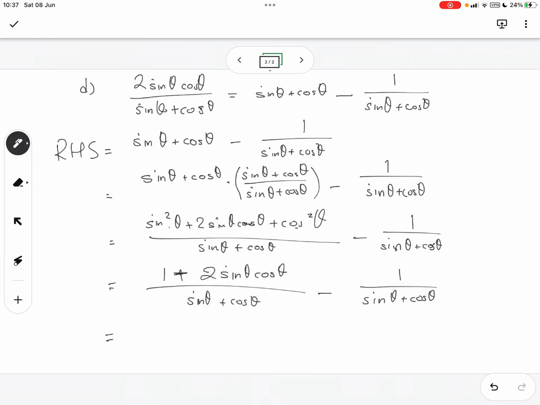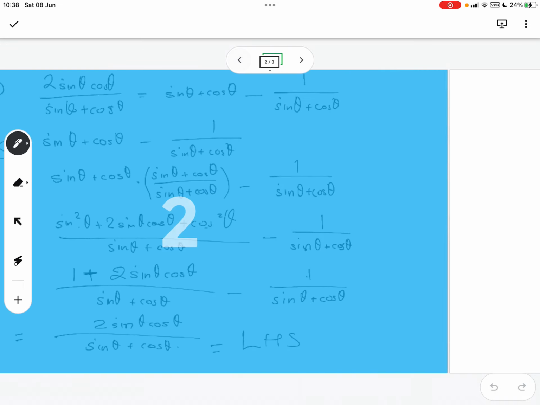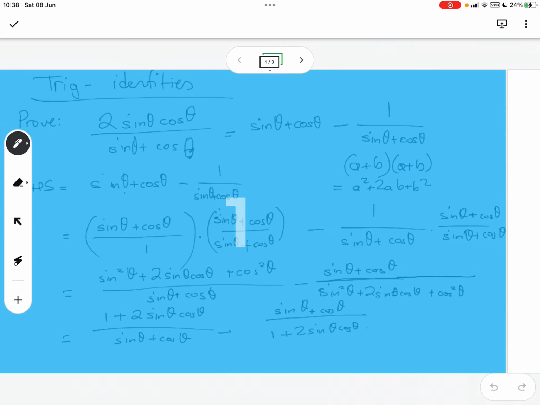Our right-hand side is getting closer and closer to looking like something on the left-hand side. And how do we see that? We've got the same denominator, so we can just add or subtract the numerators. What happens there? We've got a negative 1 plus 1, so we're just left with 2 sine theta cos theta over sine theta plus cos theta. And that equals the left-hand side.